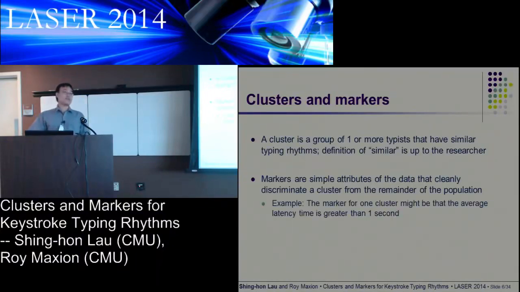So an example of such a marker might be, for a particular cluster, that the average latency time of all subjects in this cluster is greater than 1 second. That is, the average time between key presses is greater than 1 second. This is obviously simple. You can calculate it using just that person's data. And if it is a marker, then it has to be a perfect discriminator.